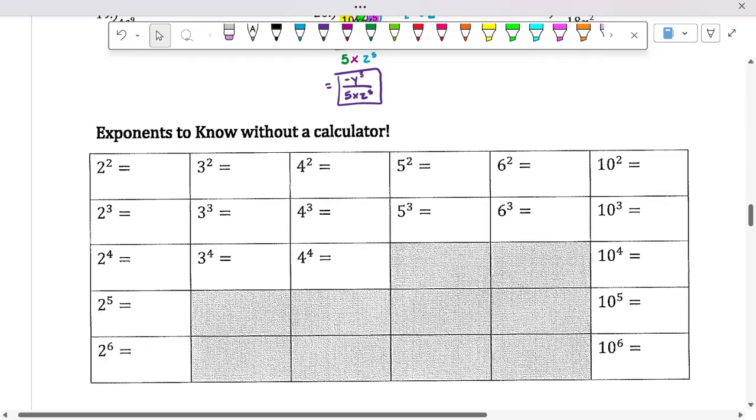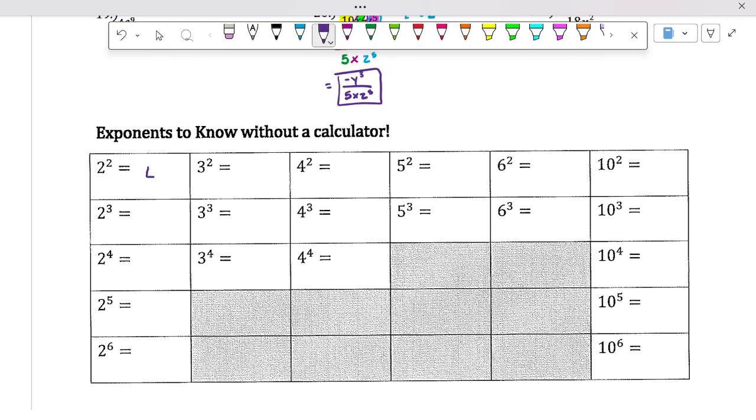All right. So let's see if you can figure these out without a calculator. What's 2 squared? 4. 3 squared? 9. 4 squared? 16. 5 squared? 25. 6 squared? 36. 10 squared? Good. 100.